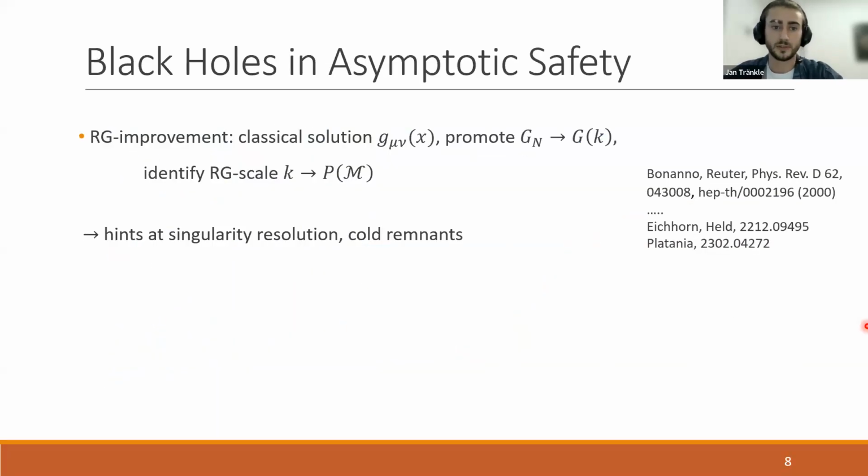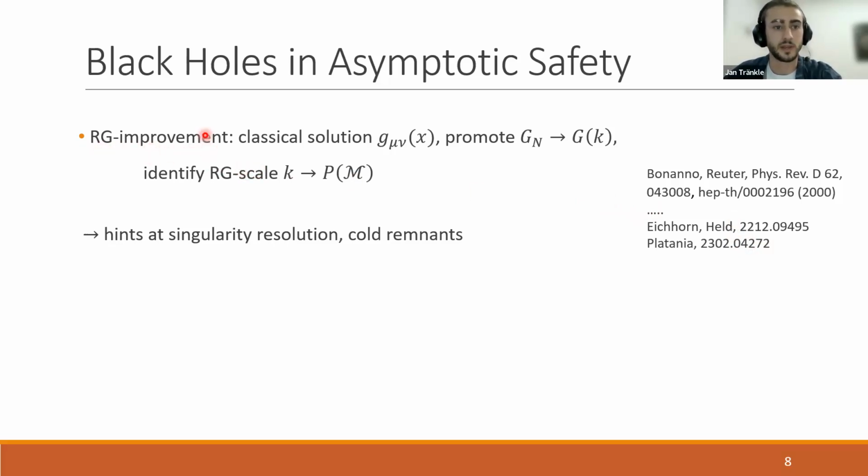Now, of course, bringing together these two concepts, black holes and asymptotic safety, is not a new idea. The first papers on this topic that I know of are from around the 2000s already, and there's been a lot of work in between. I'm referring you to these two recent reviews that cover a lot of the material that has been produced in between, indicated here by the dots. What is usually done in the literature is the so-called RG improvement.